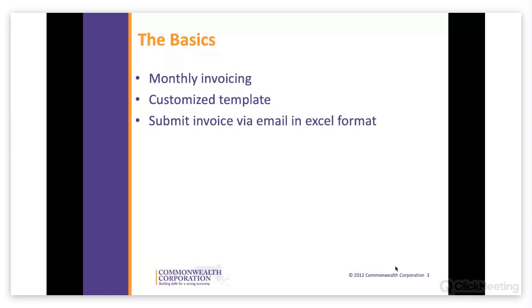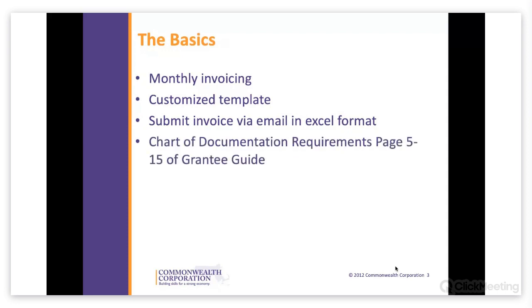All invoices must be emailed to your Commonwealth Corporation Program Manager using the original Excel file format. Invoices must be emailed from the authorized invoice submitter as specified in your contract. More familiarly, this person is otherwise known as the fiscal contact or contacts. All expenses must be supported with documentation. Pages 5 through 15 of the grantee guide contain a chart of invoice documentation requirements. We'll go over this in more detail as well.